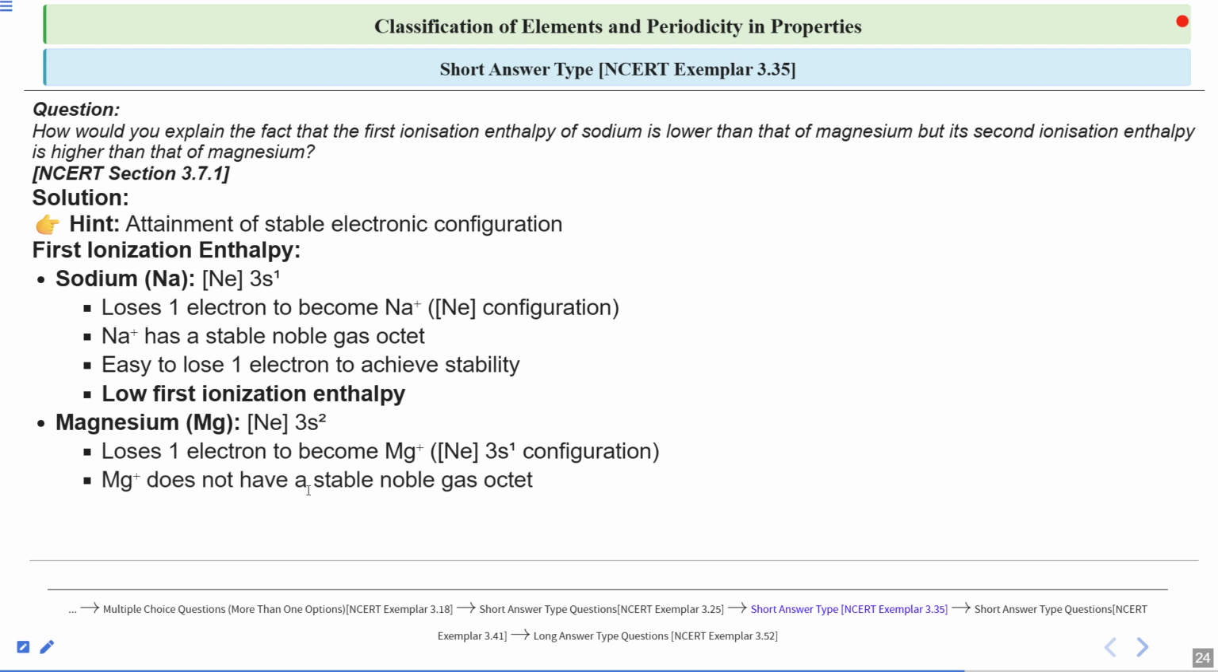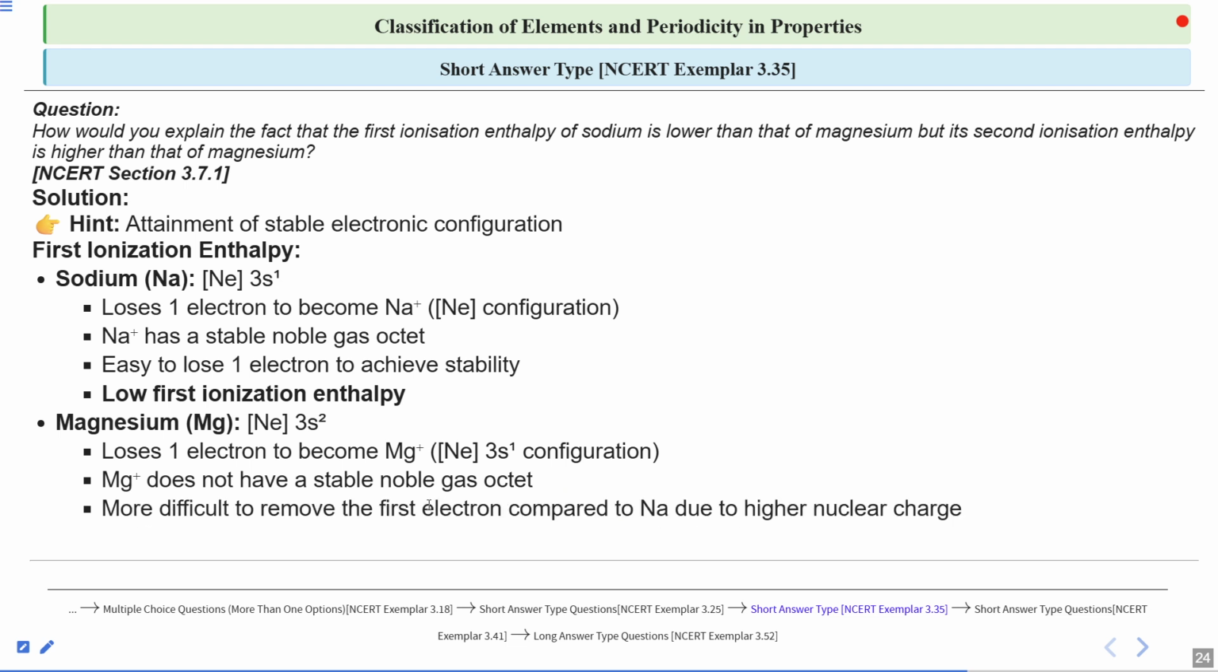Therefore, it is not attaining a stable noble gas octet. And hence it is difficult to remove the electron in case of magnesium as compared to the sodium. So we can say that the first ionization enthalpy of sodium is lower than that of magnesium. I guess this first part is clear to all of you. Okay.